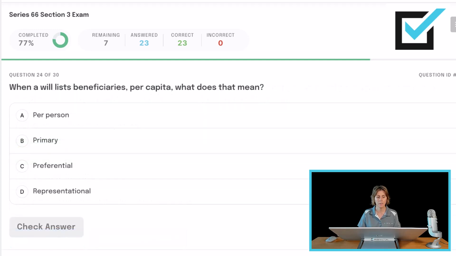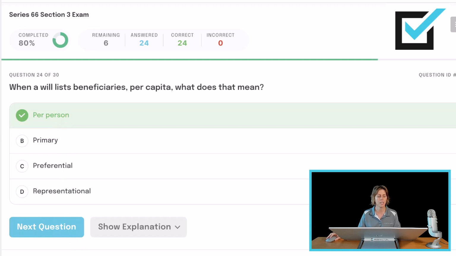When a will lists beneficiaries per capita, what does that mean? I said this before. Per person, primary, preferential, or representational. Per capita is per head, so it is per person. So if you have a will and you have 3 beneficiaries and they're all alive when the person whose will it is dies, then the assets will be distributed 1/3, 1/3, 1/3 per head. If 2 of the 3 are alive, then they'll be split 50-50. That is if the will beneficiaries were listed per capita, per person, per head.